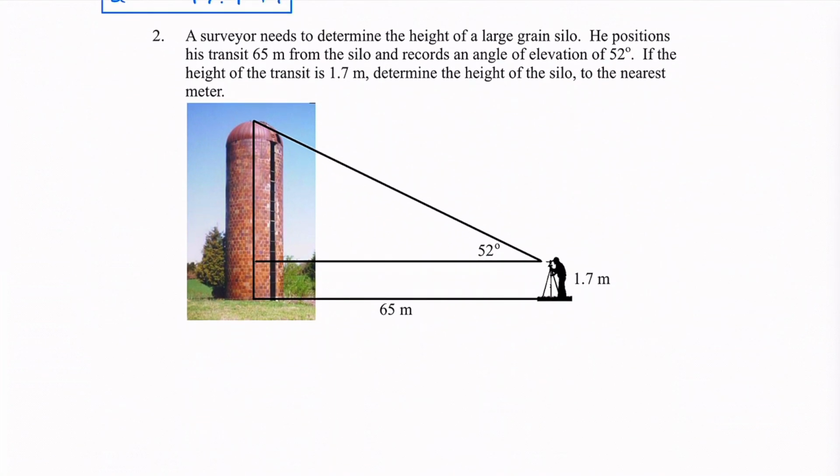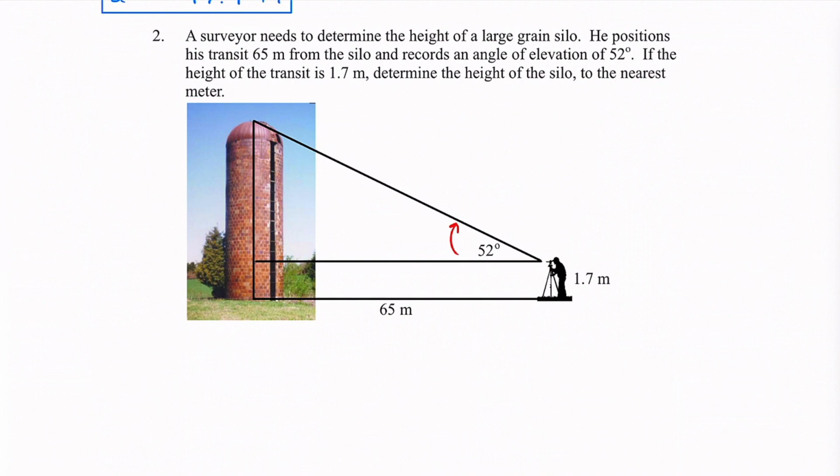Number 2 says a surveyor needs to determine the height of a large grain silo, so that's this right here. He positions his transit, that's the device here he's using to measure. It's 65 meters from the silo and records an angle of elevation. Remember, angle of elevation was looking upwards. So that's this angle right here looking upwards. And then it says if the height of the transit is 1.7 meters, so that's this height right here, 1.7 meters, that's how high it is off the ground. Determine the height of the silo to the nearest meter.